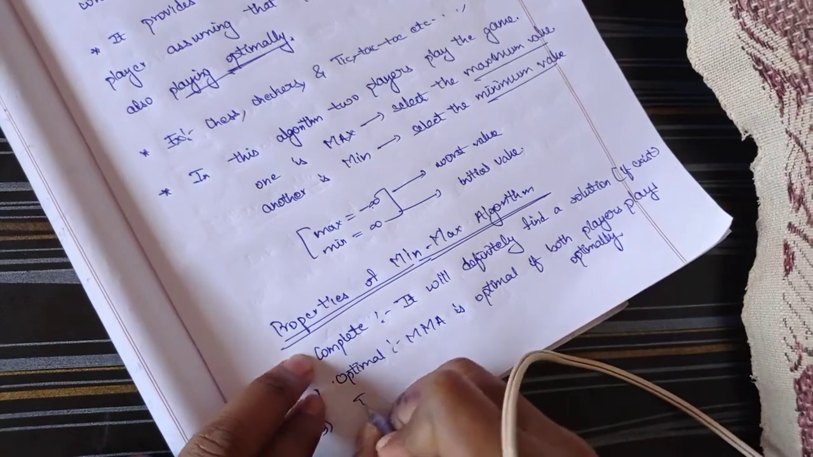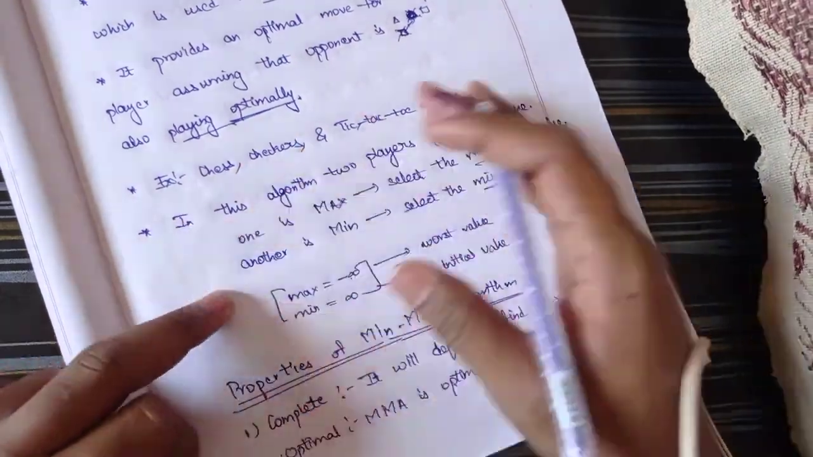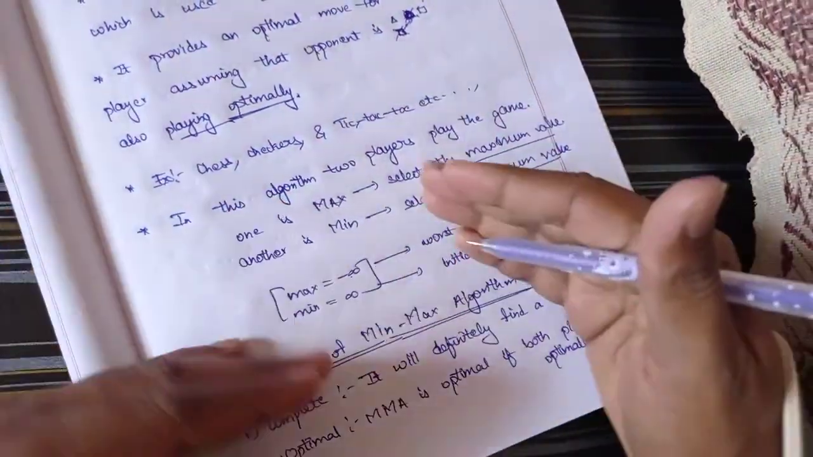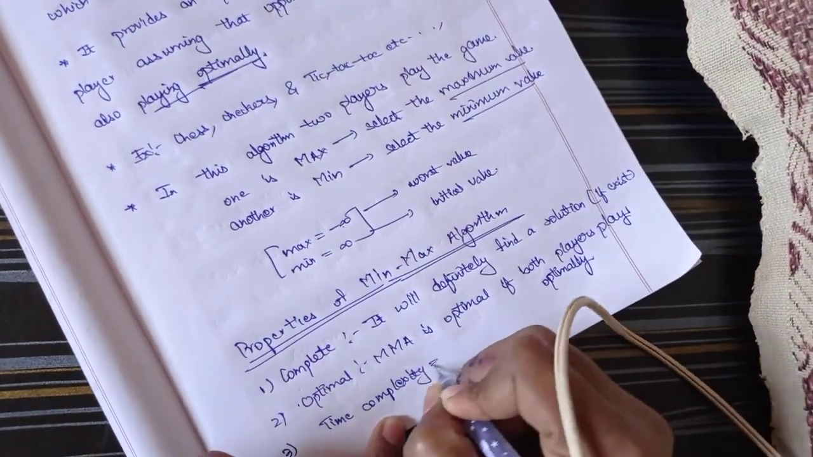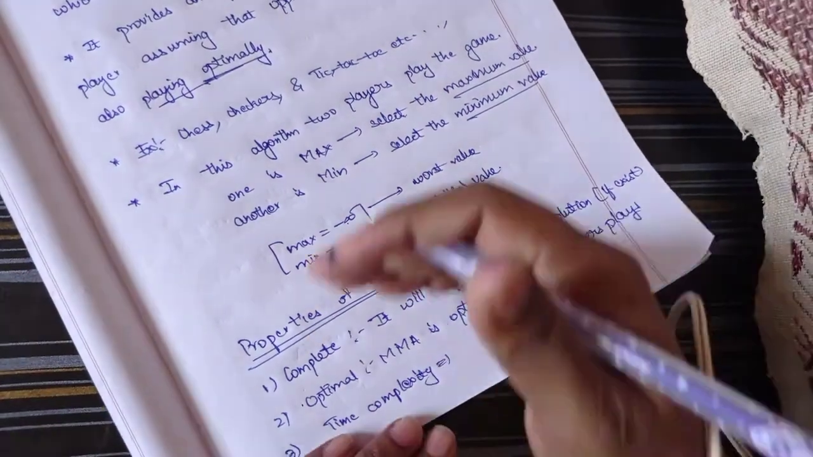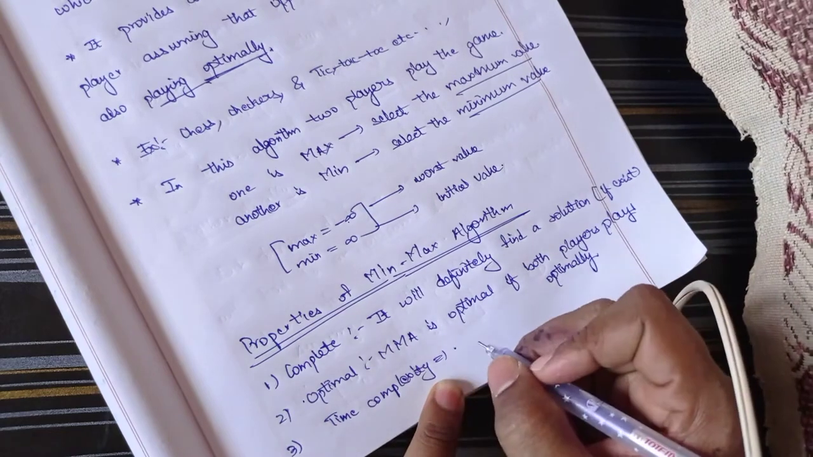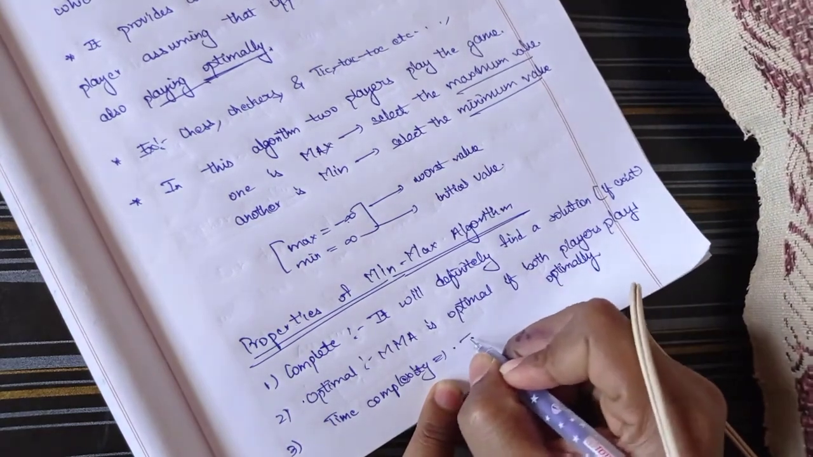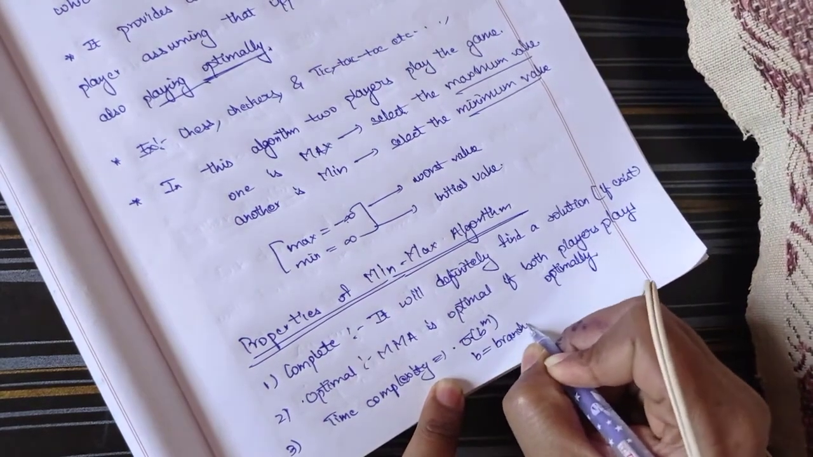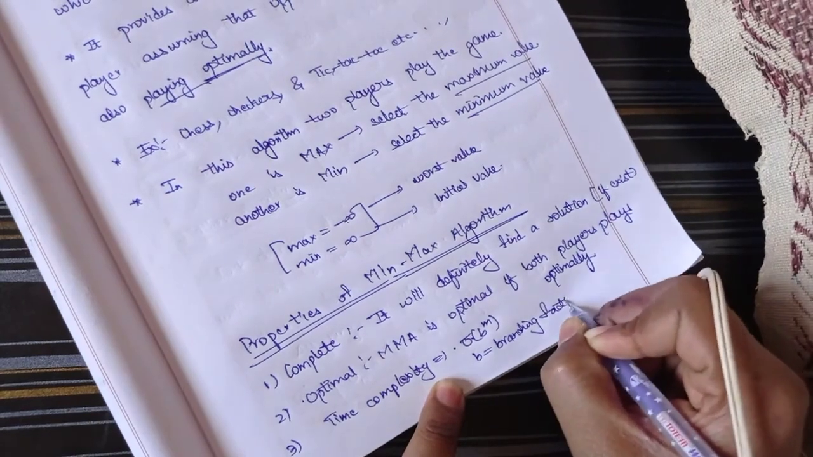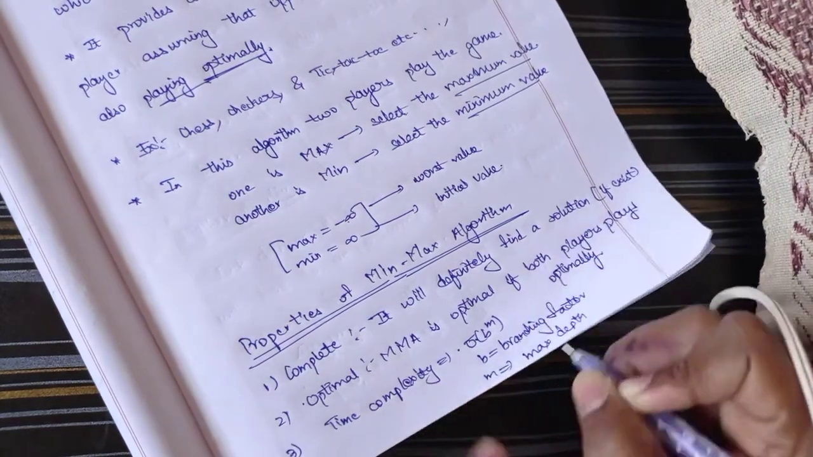And coming to the time complexity, in chess, each piece will have a different number of moves in that particular 8 into 8 square, right? So the time complexity will be more, depending upon the depth of the tree it has, as well as the branching factor. So let me write the time complexity. It will have a time complexity of order of b power m, where b is the branching factor, and m is the maximum depth of the tree.